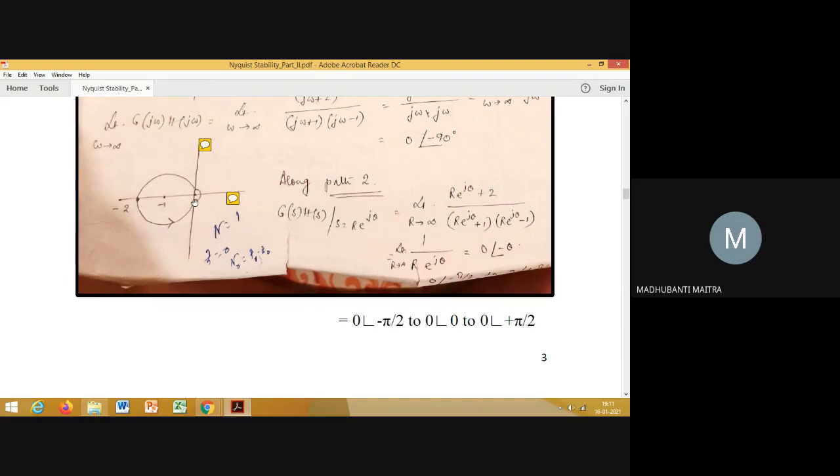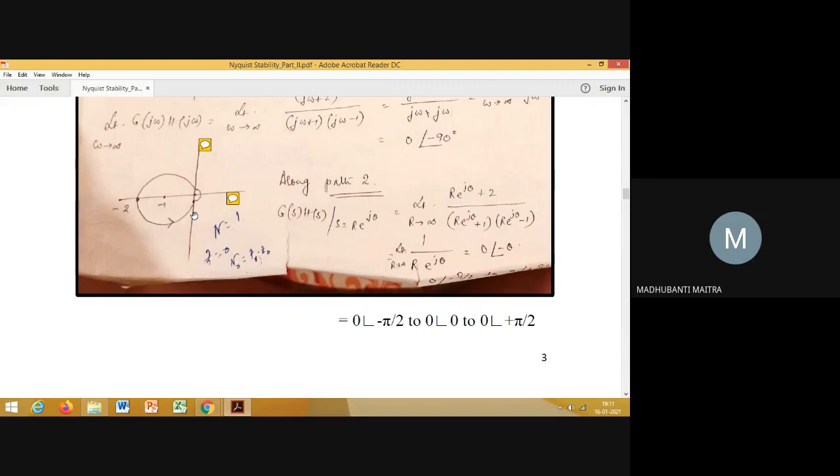So this is 0 angle minus pi by 2, and this is 0 angle 0, this is 0 angle plus pi by 2, and path 3 will be simply a mirror image of path 1. One arrow direction should be put on this, one arrow direction should be put in this particular direction, like this. Okay, so this is my Nyquist plot. So we have sketched the complete Nyquist plot.